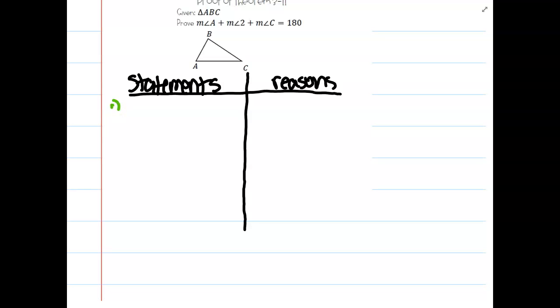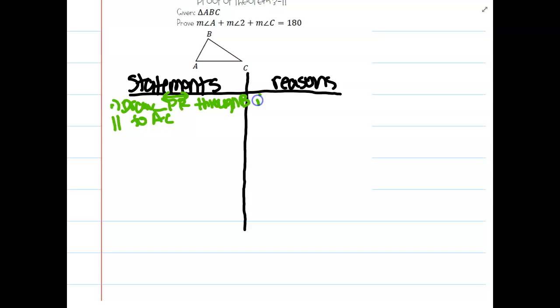My first statement, I am going to draw a line. I'm going to draw line PR. But I'm going to draw line PR through point B. Draw line PR through B parallel to segment AC. I'm going to draw a line through B that's parallel to segment AC.